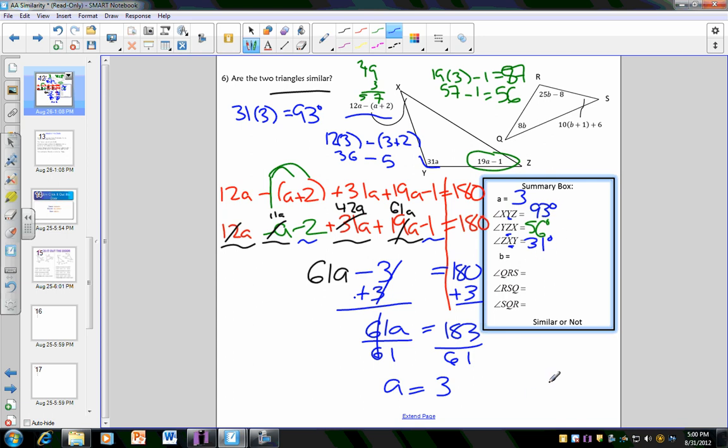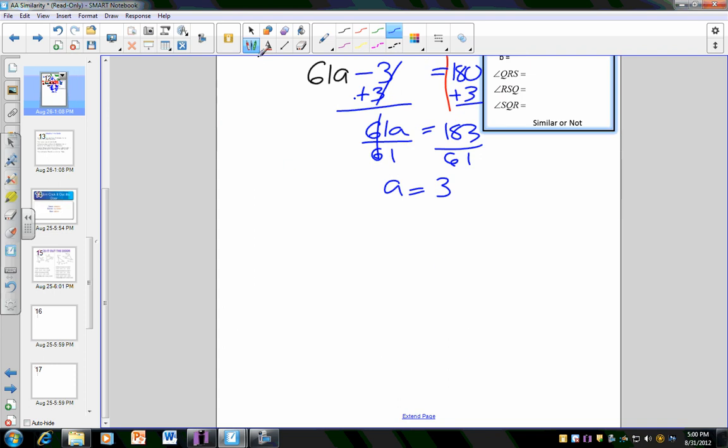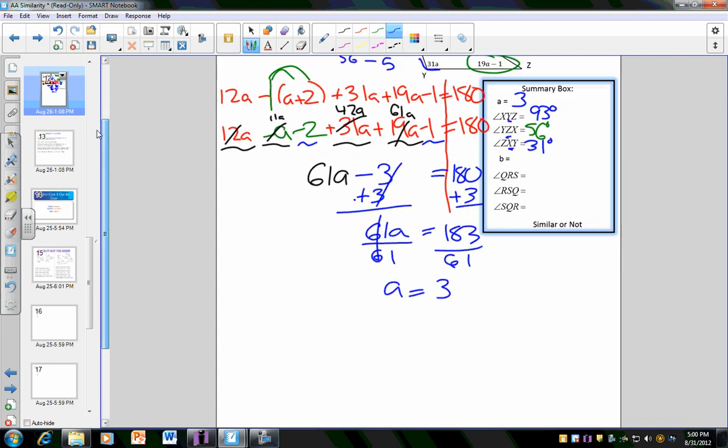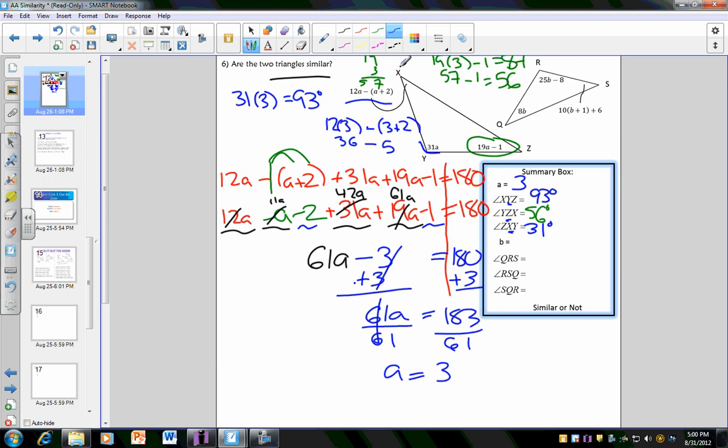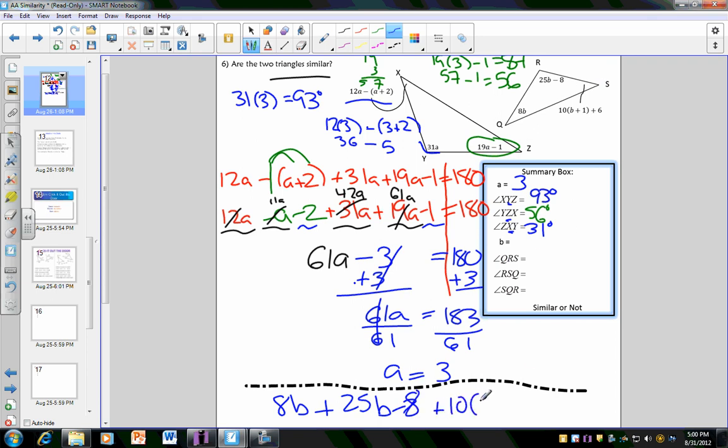So, halfway there. Let's find B. I've got to get a little more scratch work here. Let's just draw a little dotted line here to show that I'm doing a new problem. Got to add up all three of these angles. So, 8B, angle Q, plus angle R, which is 25B minus 8, plus angle S, which is 10 times the quantity B plus 1, plus 6. And that equals 180 degrees.